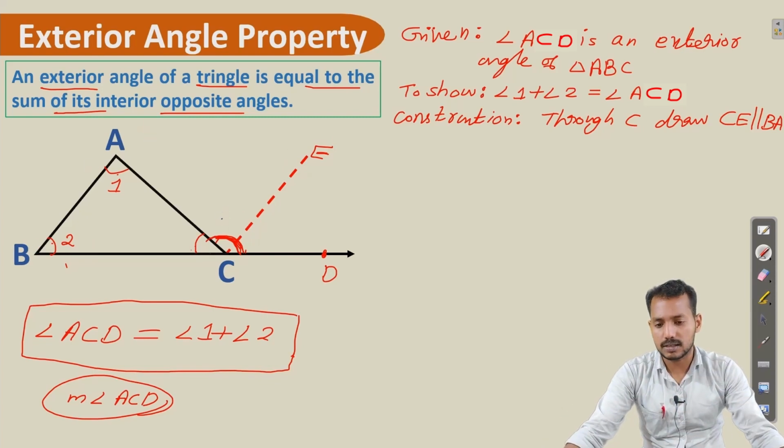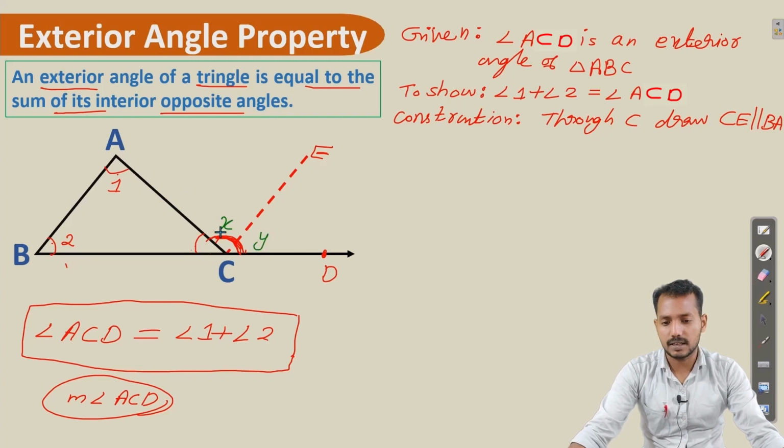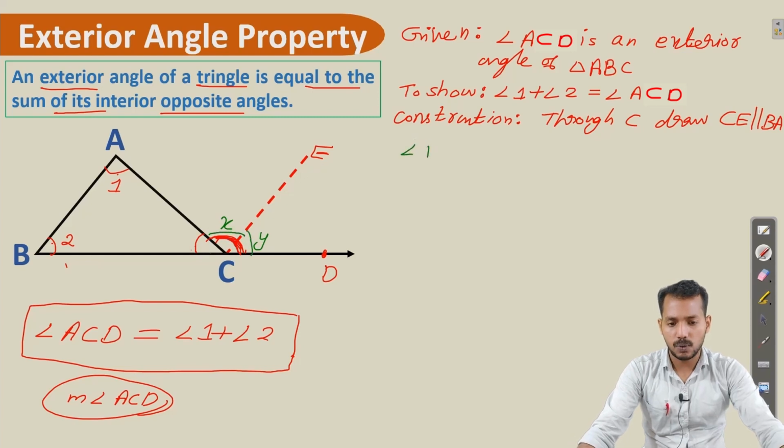Now I am going to mark this angle as X and this as Y. Angle ACE, the angle which is formed here, is X, and this angle is Y. We can say angle 1 is equal to angle X. Why is angle 1 equal to angle X?